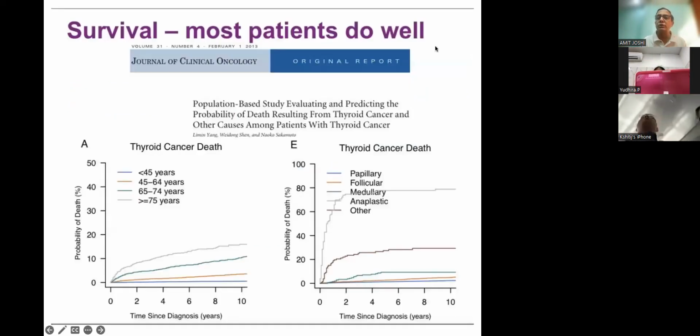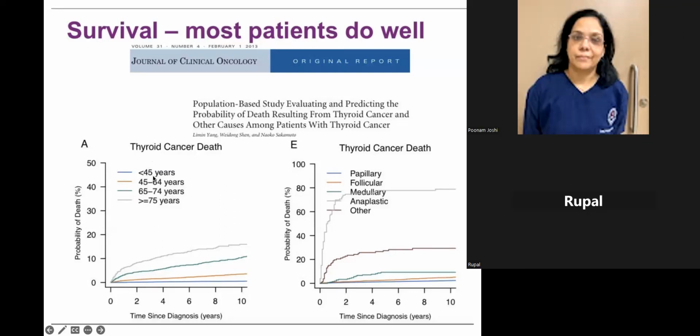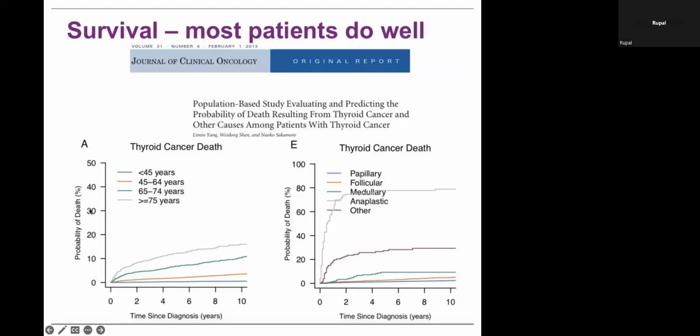This is a slide showing what the major causes of mortality are in thyroid cancer patients in due course of time. There are two curves shown here. One is thyroid cancer death by age, and the second is thyroid cancer death by histopathological subtype. In the curve by age, this axis is the probability, and this axis is the survival in years.